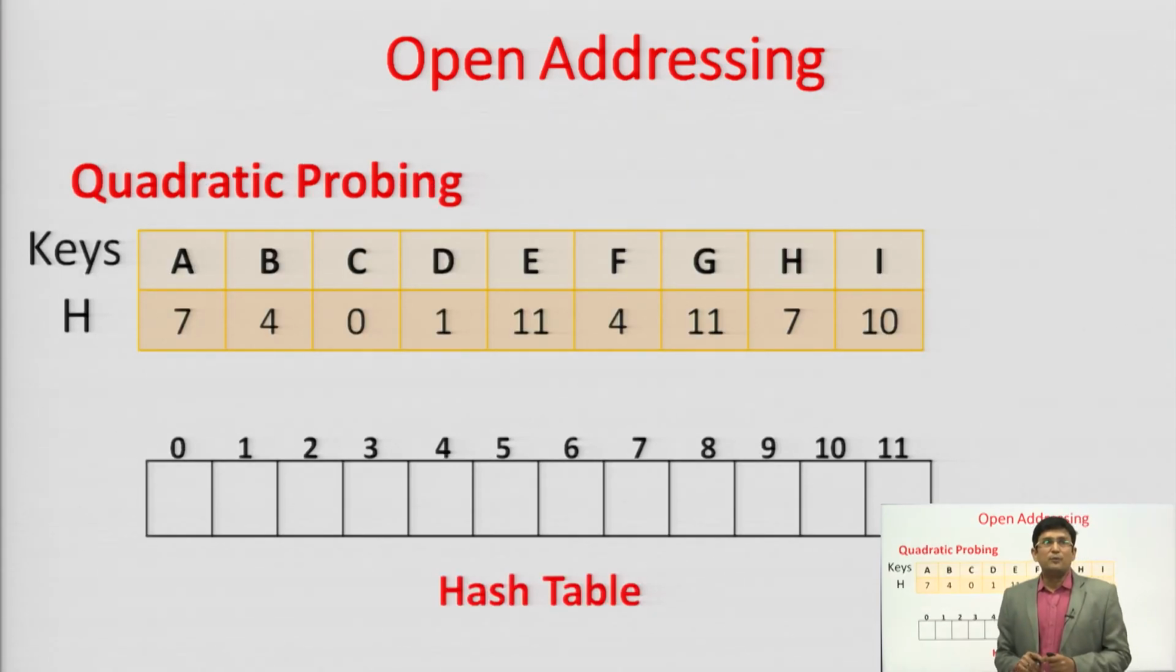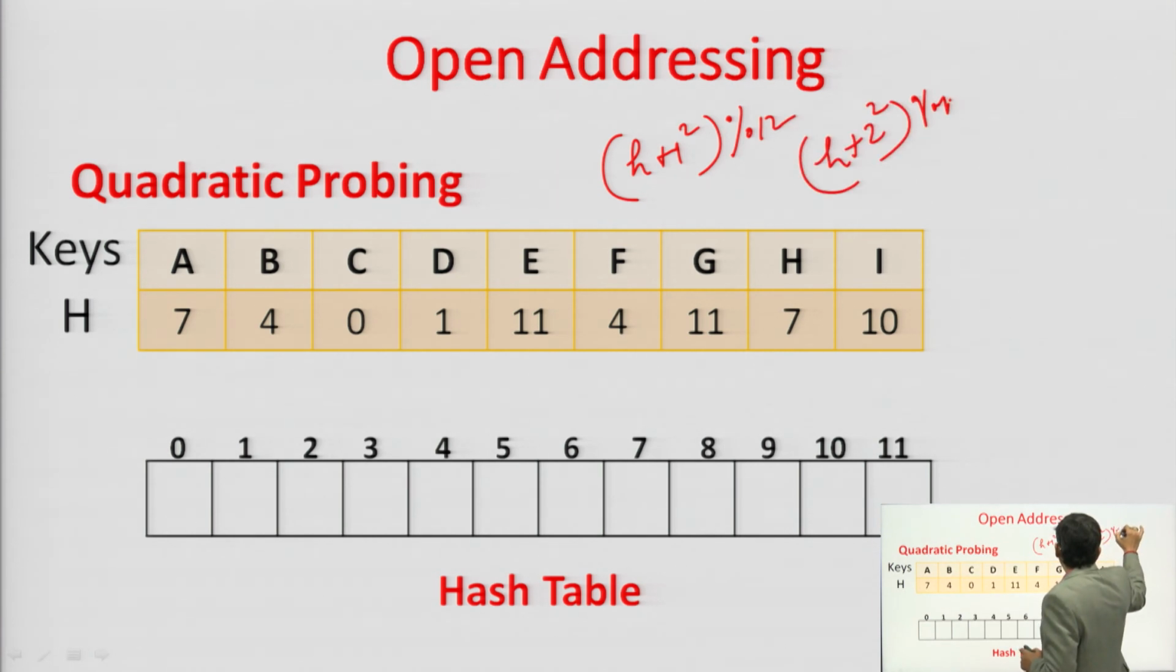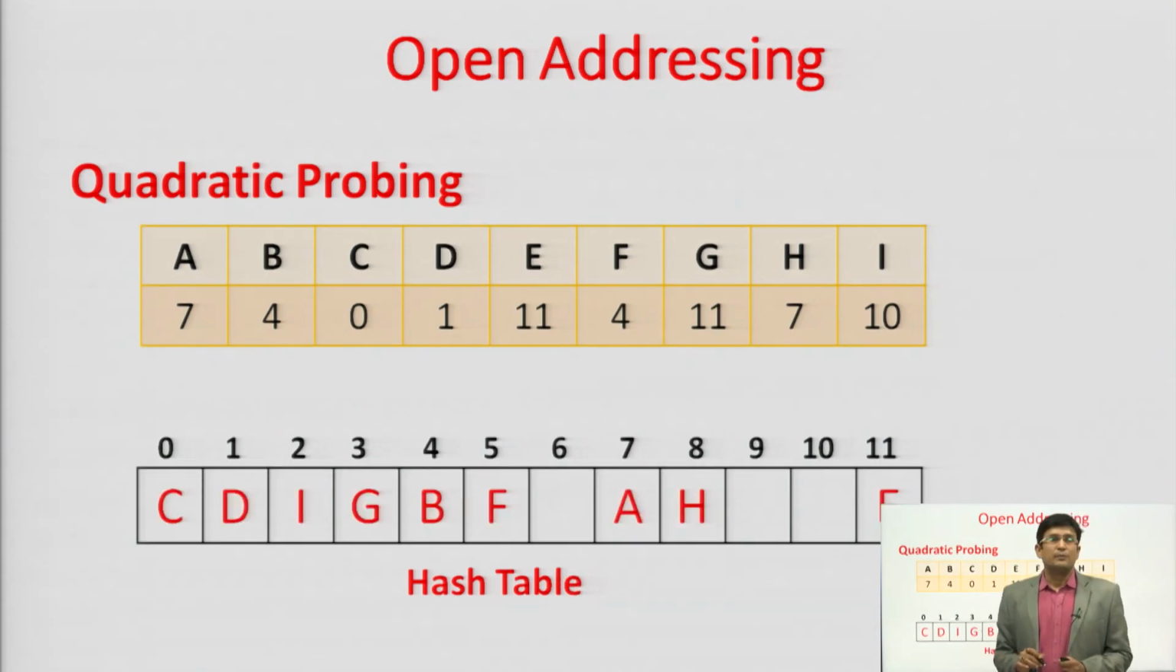Now in the quadratic probing, what you can do? Let us say there are some collisions occurring. If there is a collision occurring at some location h, you search for the location h plus 1 square and then mod 12. In case this is busy, you search for h plus 2 square mod 12 and so on and so forth. So, by this we have this arrangement with the help of the quadratic probing.